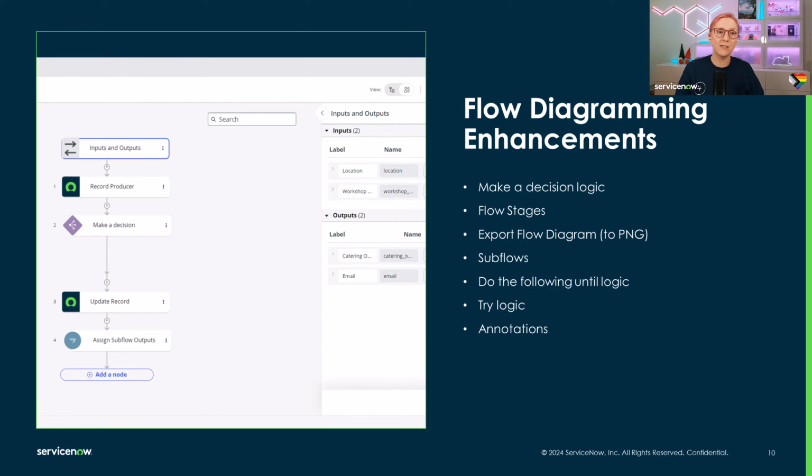In a multi-release effort, we're now on the final stretch of full feature parity between both views. The last couple of store releases added support for decision tables, flow stages, subflows, do until, try logic, and annotations. This will allow you to freely toggle back and forth between both views and use the one that helps you do your best work.